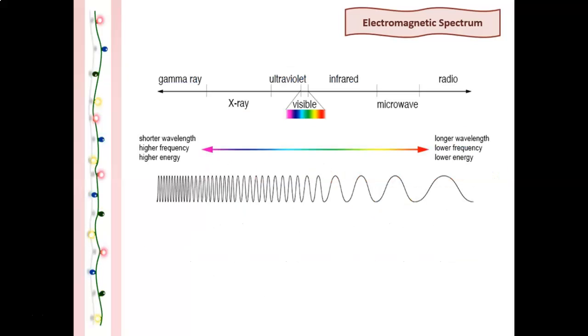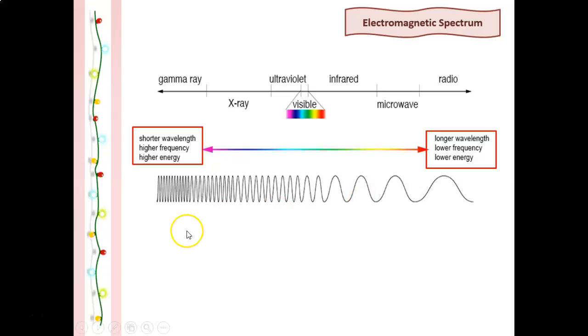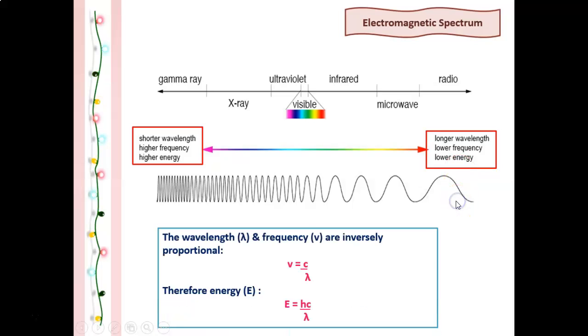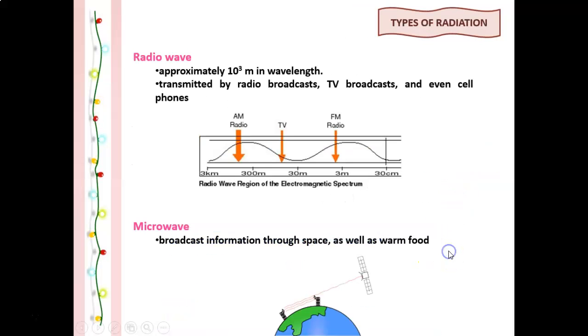Okay, for the electromagnetic spectrum, as we can see, the gamma rays have the highest energy, but they contain shorter wavelength with higher frequency. And the longest wavelength is radio wave because they have lower frequency and lower energy. Okay, we can see that these are the types of radiation.